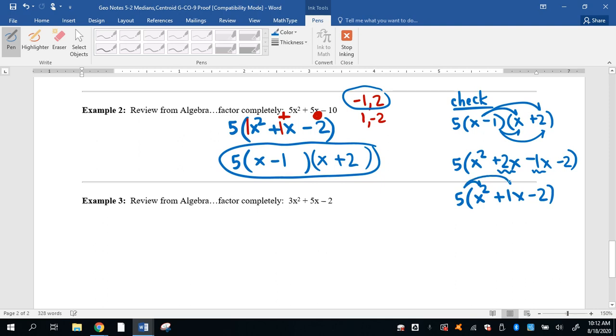And then finally distribute the 5. So we have 5x squared plus 5x minus 10. And that is what we started with originally. So we did a good job.